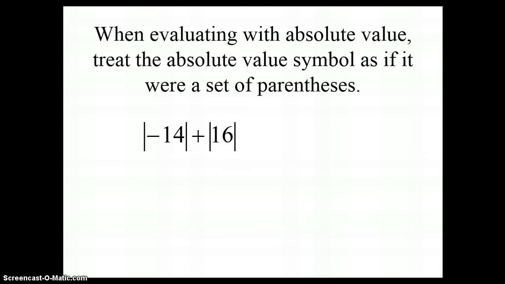What if the absolute value symbol isn't around the whole problem? In this case, I would still have to take care of the absolute value symbols, or what's inside of them, before I can move on with my problem. So I would need to find the absolute value of negative 14, which is positive 14, and the absolute value of 16, which is 16, and add them to get an answer of 30.